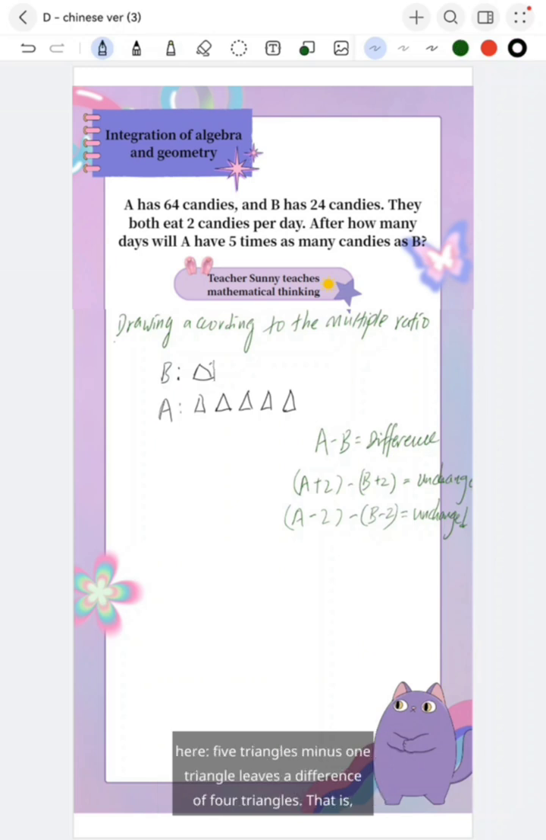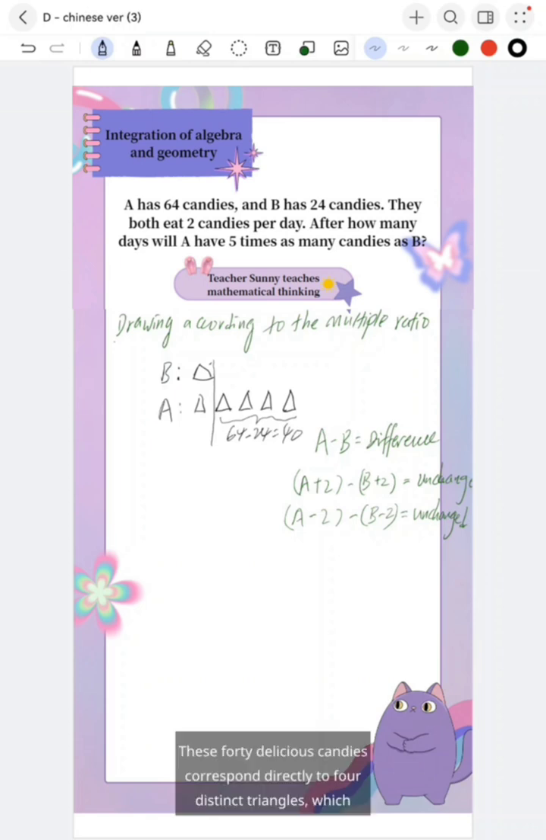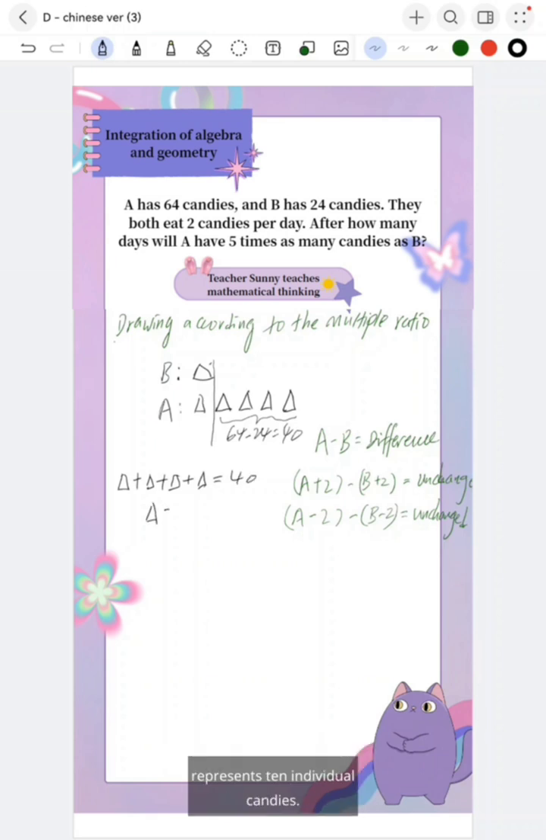The difference is right here. 5 triangles minus 1 triangle leaves a difference of 4 triangles. That is 64 minus 24 gives a difference of 40. So this difference, this 40, remains unchanged from the beginning to the end. So from this, we can already see it clearly. These 40 candies correspond directly to 4 triangles, which means these 4 triangles, when taken together, add up to a total of 40 candies. In other words, it's clear that one triangle represents 10 candies.